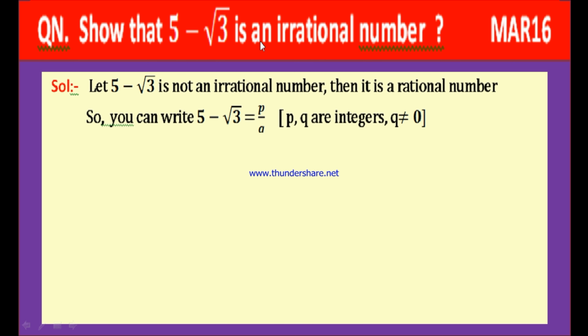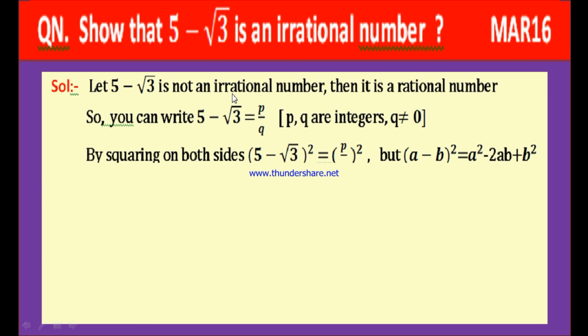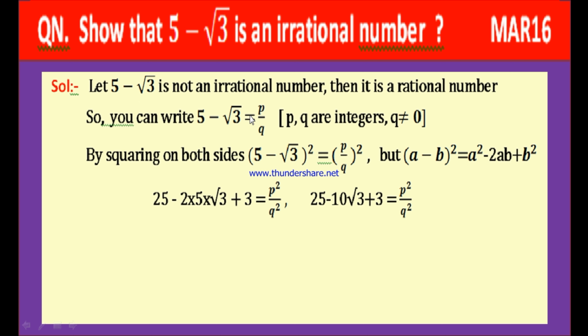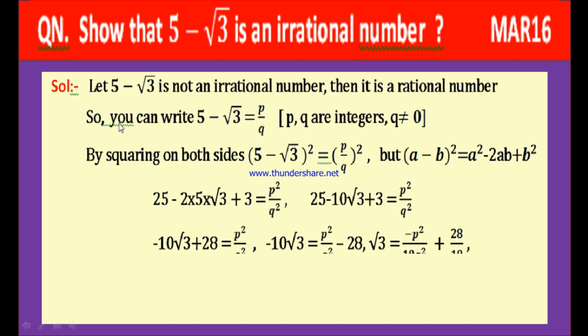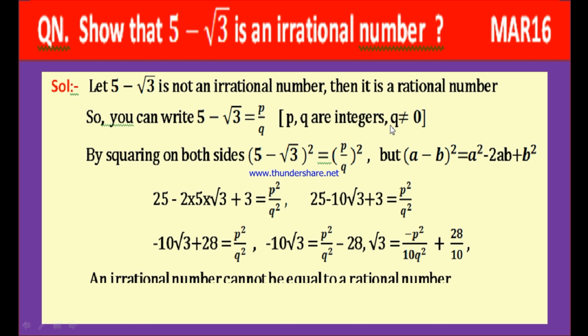Let us prove this by an indirect method. That is, let us assume that 5 minus root 3 is not an irrational number. If it is not an irrational number, then it should be a rational number. Since it is a rational number, you can equate it to p by q. You can write it in the form of a fraction. So, you can write 5 minus root 3 is p by q, where p and q are integers and q is not equal to 0.